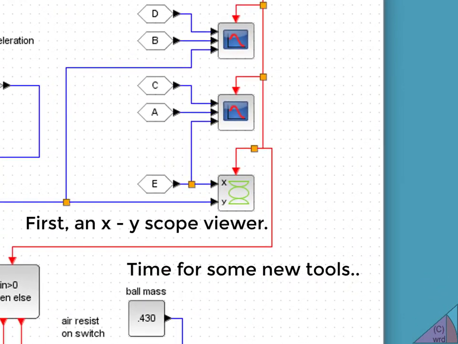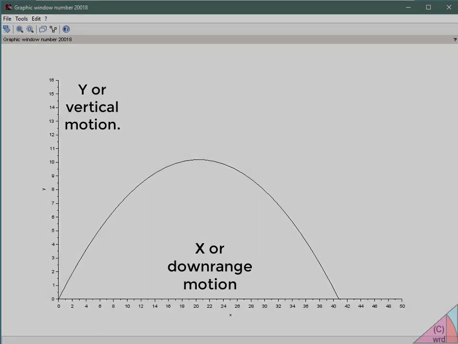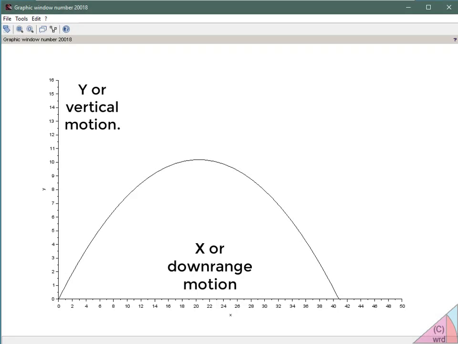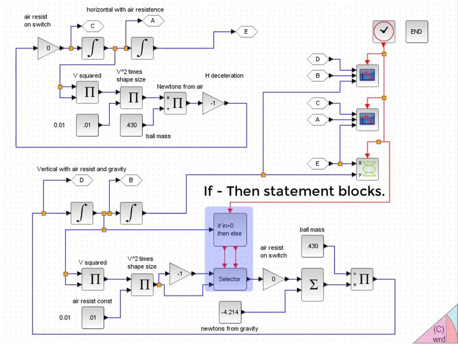One is an XY scope viewer. It will allow us to see the profile of the flight of the ball, without having to look at horizontal and vertical motion graphs separately and imagine their combination. The second is an if-then statement block system.